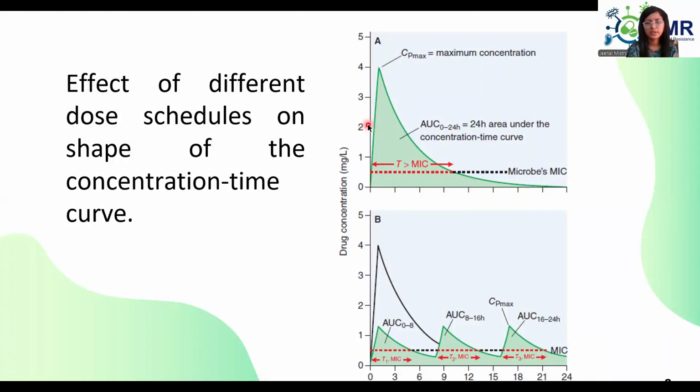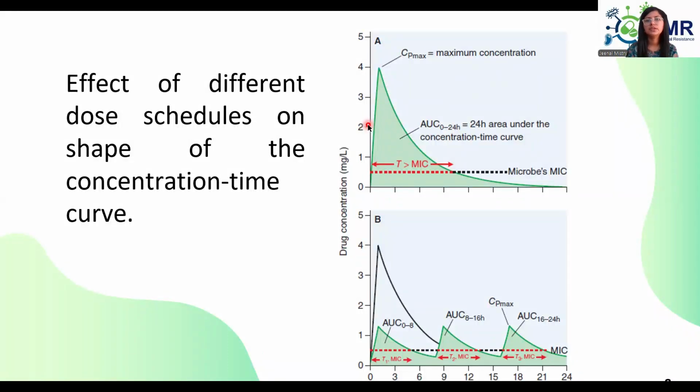Based on that, antibiotics are prescribed at a certain schedule, like three times a day, once a day, or twice a day, right? So there is periodicity in the fluctuation of the drug at its site of infection, and the microbe is exposed to that particular concentration over time.